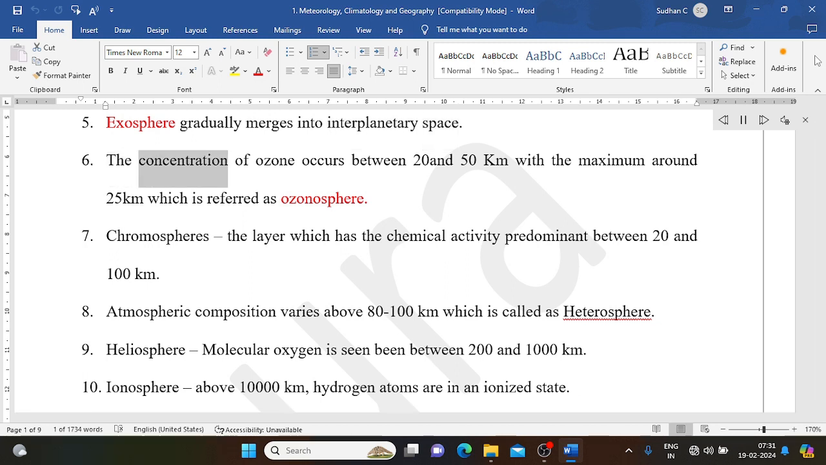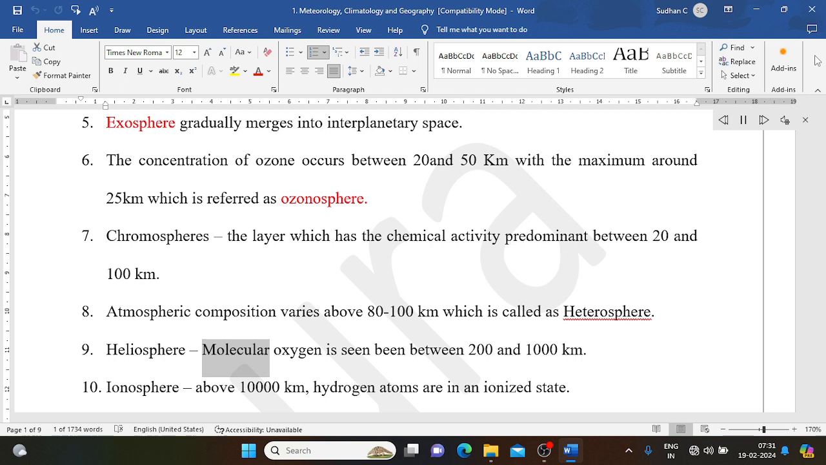The concentration of ozone occurs between 20 and 50 kilometers, with the maximum around 25 kilometers, which is referred to as ozonosphere. Chemosphere, the layer where chemical activity is predominant, lies between 20 and 100 kilometers. Atmospheric composition varies above 80 to 100 kilometers, which is called heterosphere.